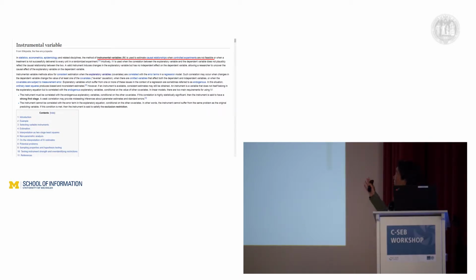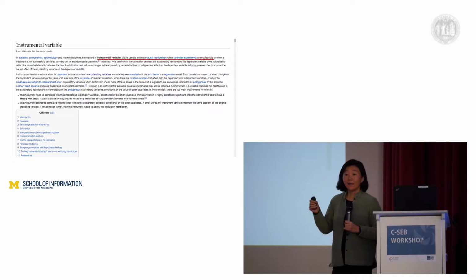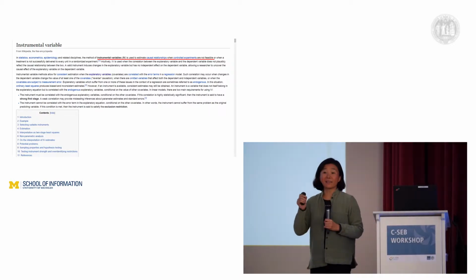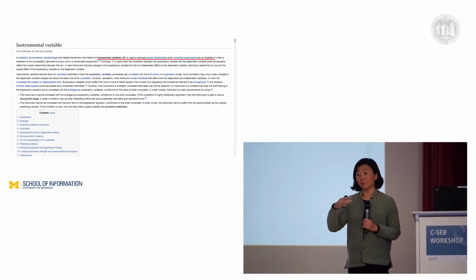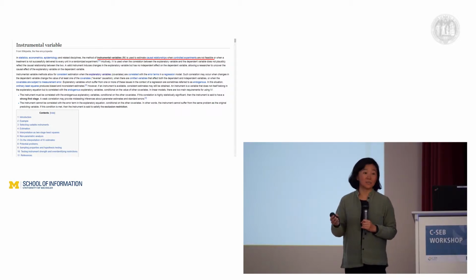Again, I'm going to skip through this. This is instrumental variable. It says an instrumental variable is used to estimate causal relationships when controlled experiments are not feasible. And we know, as a matter of fact, that in controlled experiments, we often use instrumental variables to control the endogeneity problem. In fact, randomization is one of the gold standards as an instrument.